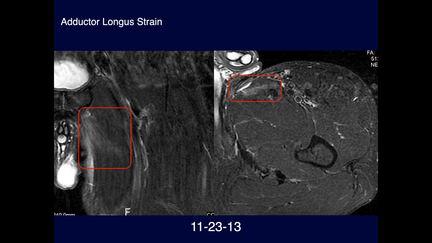So they had pain there. This is actually an MR scan after a PRP injection. Unfortunately, we don't have the pre-PRP. Actually, I'm sorry. This was the strain. Then the patient had a PRP injection. This is on 11/23.